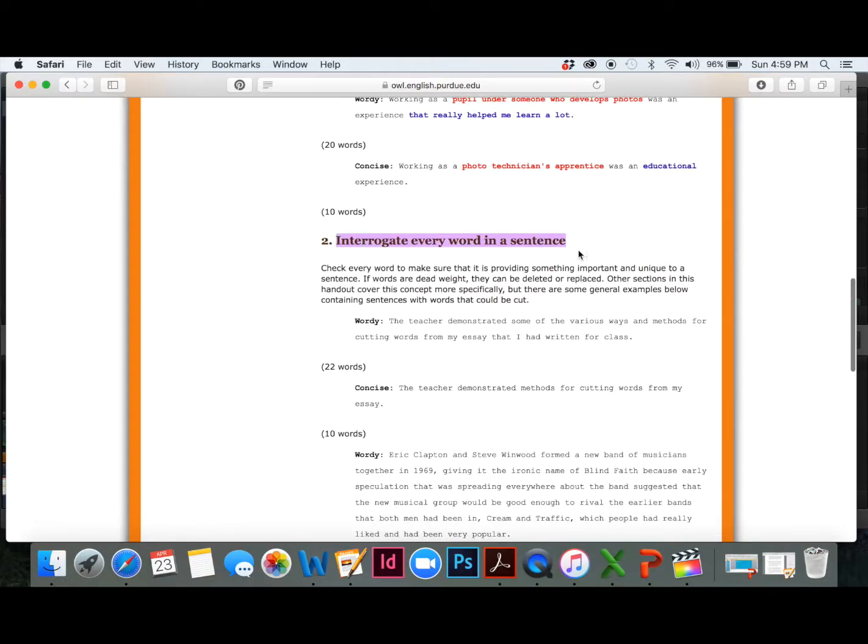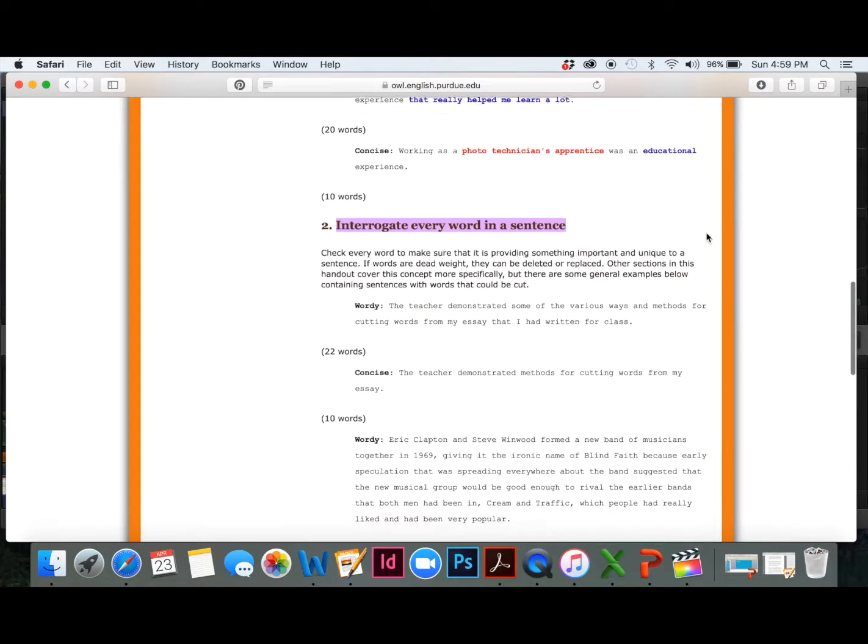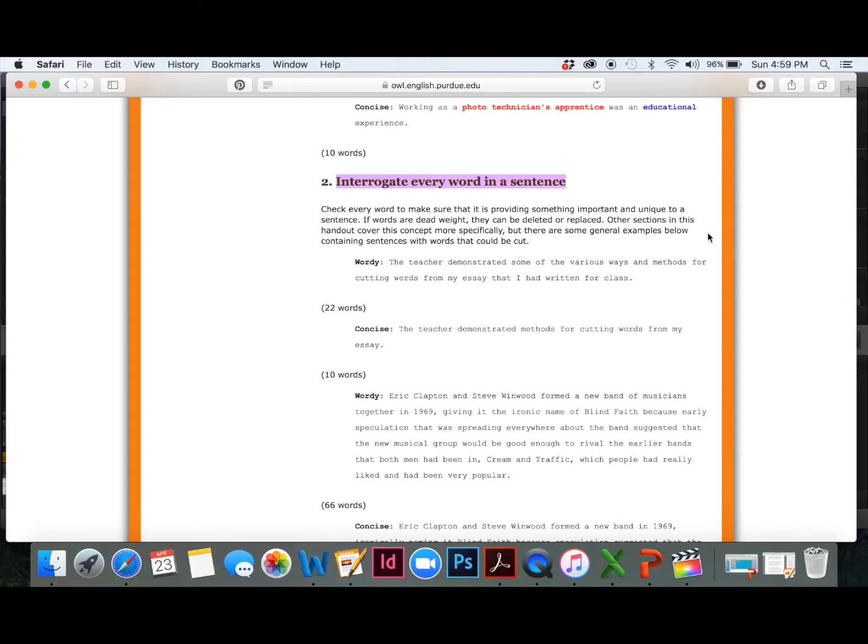The second tip that they have here is to interrogate every word in a sentence. So the example of this tip is, the teacher demonstrated some of the various ways and methods for cutting words from my essay that I had written for class. And to make it more concise, they have, the teacher demonstrated methods for cutting words from my essay. You see, there's a lot of words in that first sentence that actually didn't need to be there. So they took them out, knocked that down from 22 words to 10 words with getting the exact same message across.